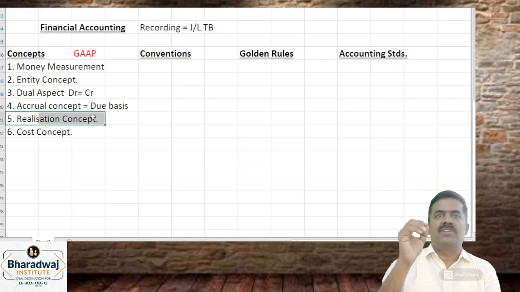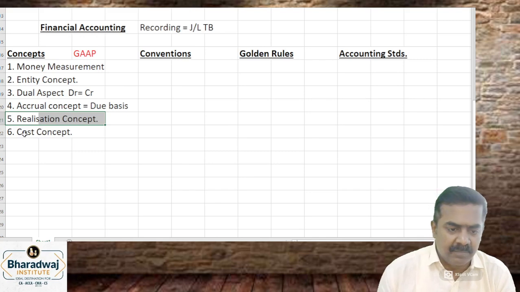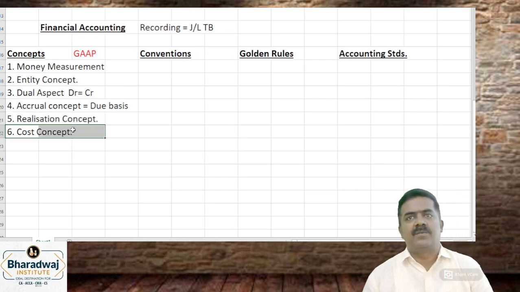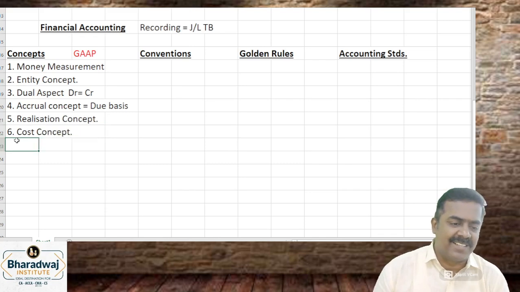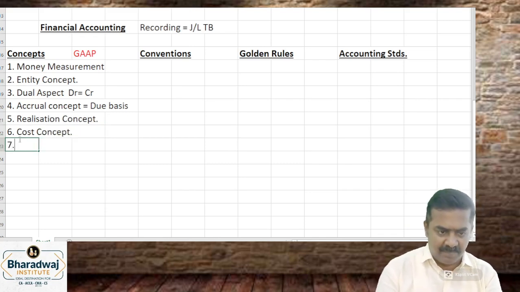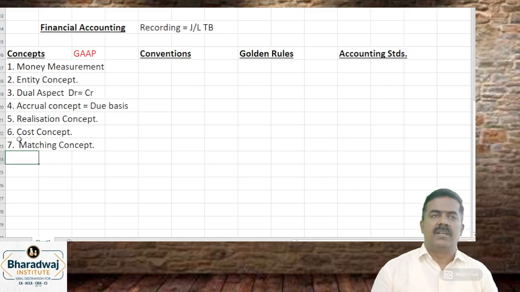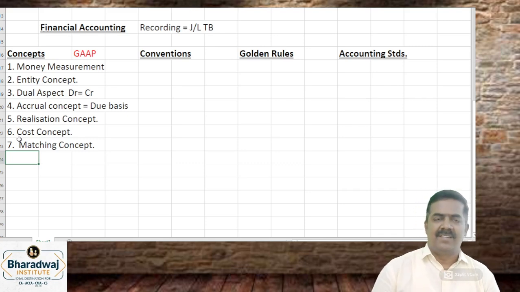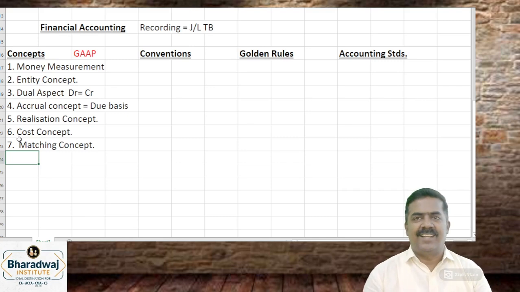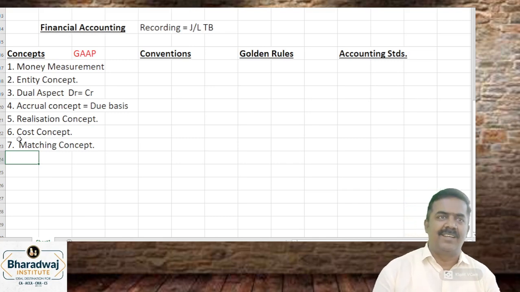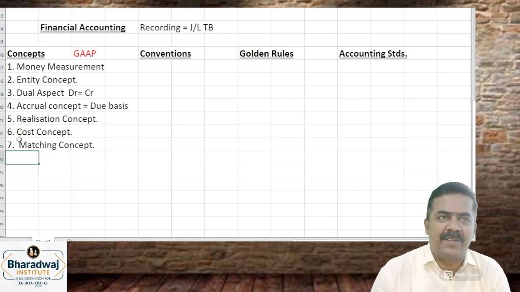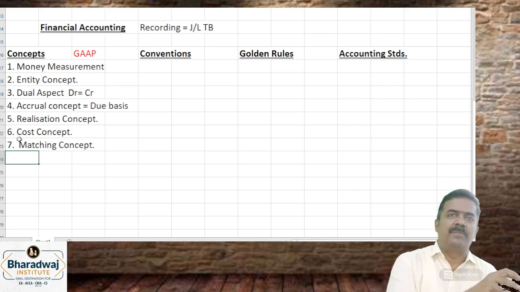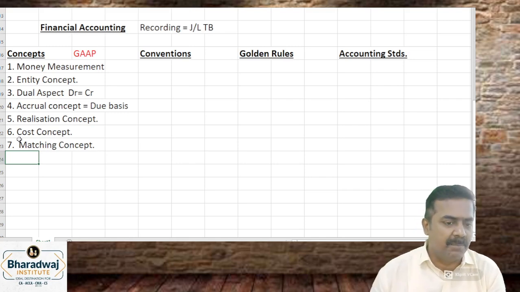Realized means you have the right to receive. Cost concept emphasis: record all the transactions at what price? Cost price. Only when you do that, matching will come. When you prepare accounts for 12 months, can you take 10 months income which is collected, matched with 12 months expenses which are paid? No. Ensure that income for the period is matched with expense for the same period.